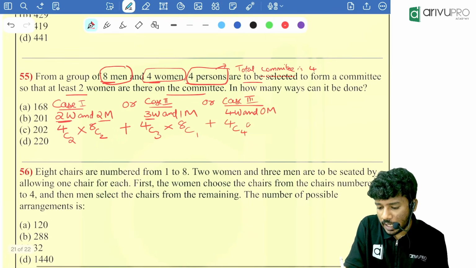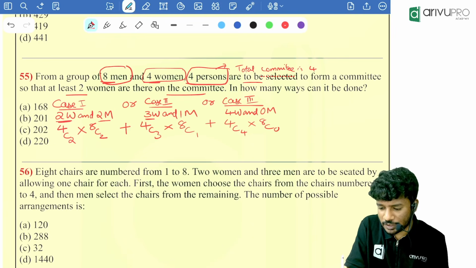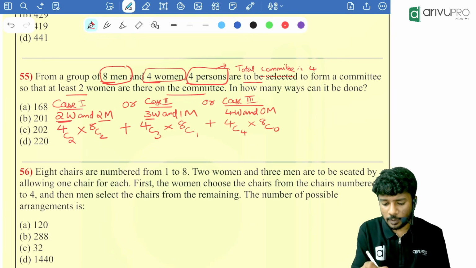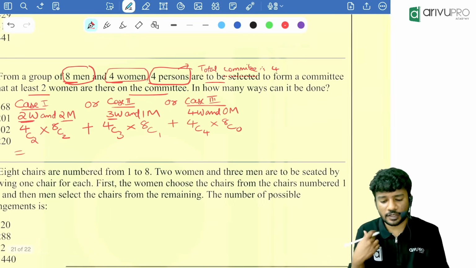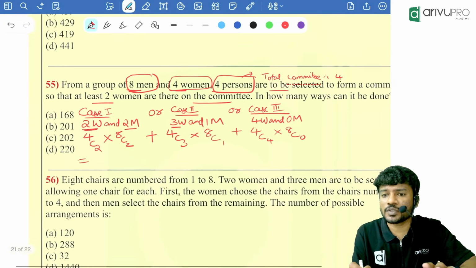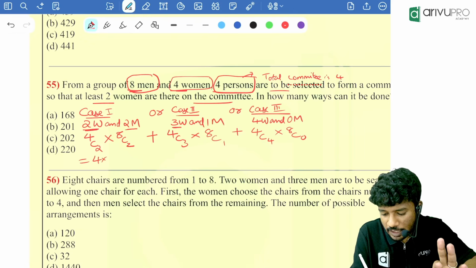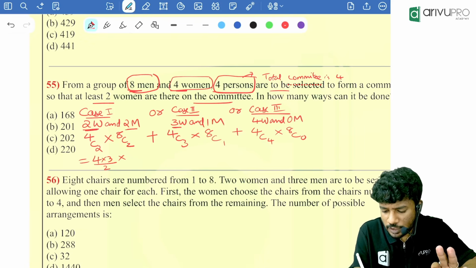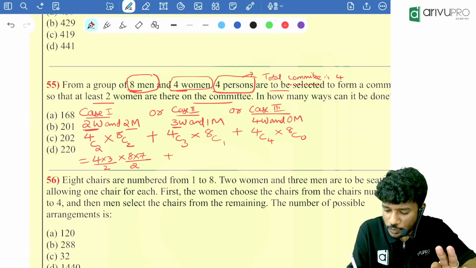Then and means into. 0 men are chosen from 8, so 8C0. That is anyway equal to 1. One by one you put the values. Use your calculator. Get me the answer. 4C2 is how much? 4 into 3 divided by 2 factorial. 8C2 is how much? 8 into 7 divided by 2 factorial, which is 2.